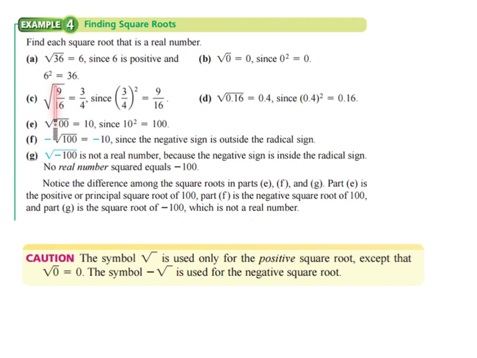Square rooting a fraction like 9/16, the way I think of this is square rooting the 9 and getting 3, square rooting the 16 and getting 4. You could also think of 3/4, squaring that and you'd get 9/16.